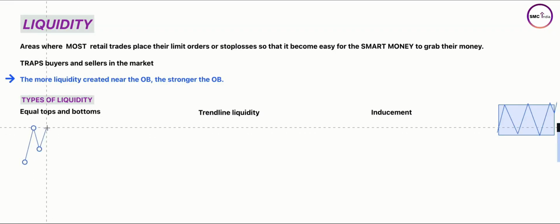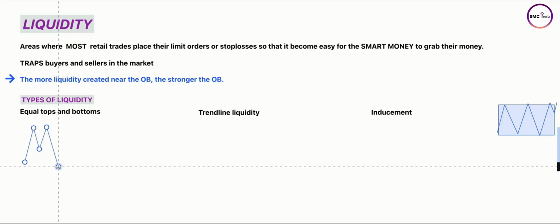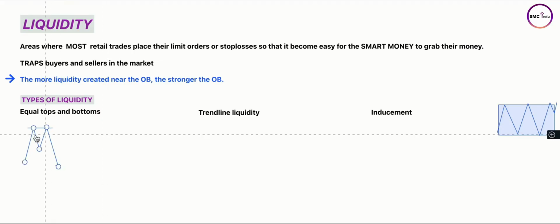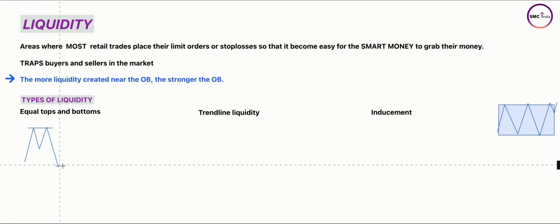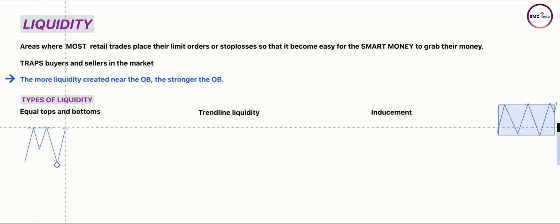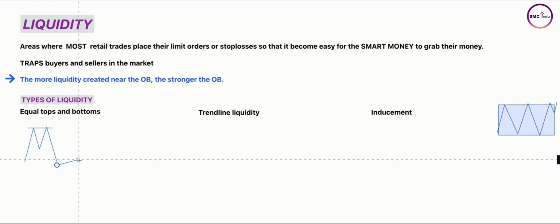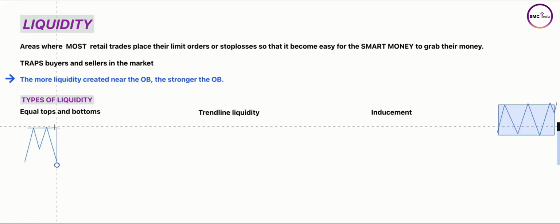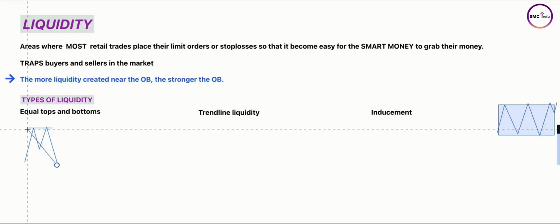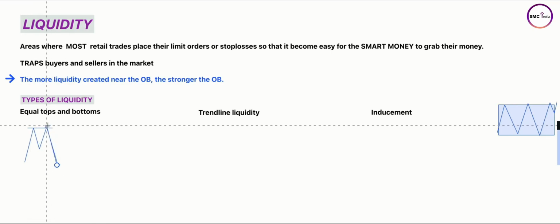So when you see these equal tops, what most retail traders do is they mark this as a level of resistance, and when the price comes next to this level, they short from this level and think that the price will go down. But these levels are strong areas of liquidity, and what most smart money traders do is they target this level and sweep it.